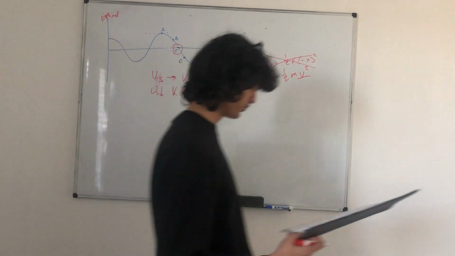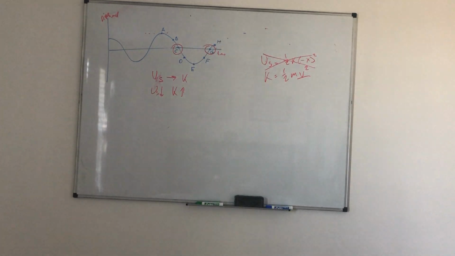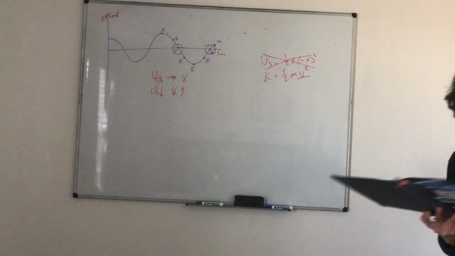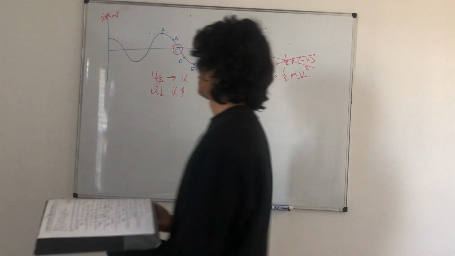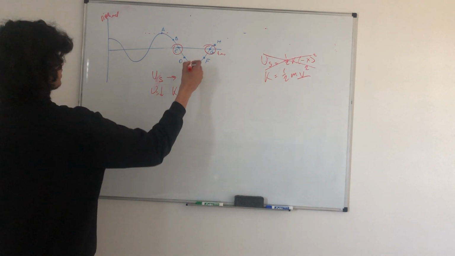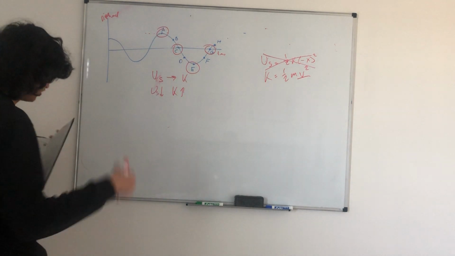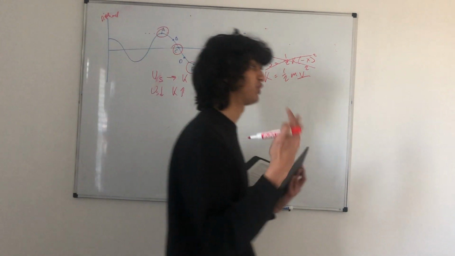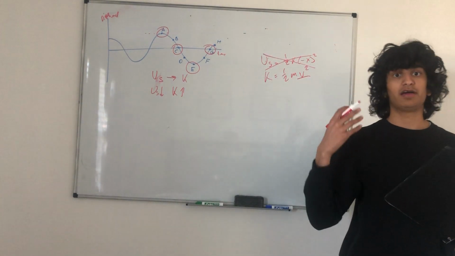Same idea for the last one here. When is kinetic energy at a minimum, and when is potential energy at a maximum? When the speed is 0, so at A and E. When the speed is 0, you have no kinetic energy, so it has to be stored all as U spring.